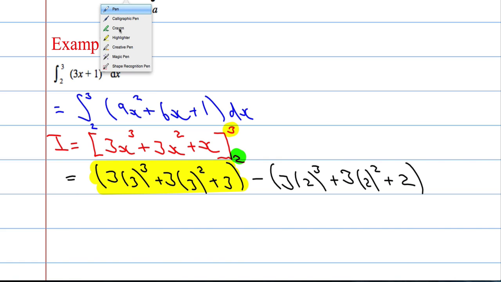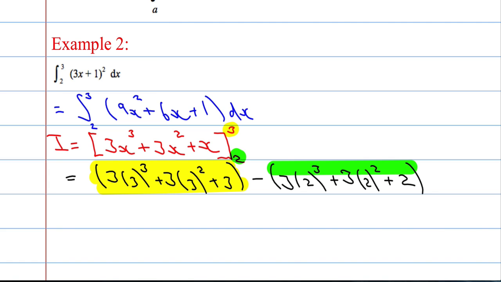So that was the lower bound. So you put the upper bound in and you subtract the lower bound. And we'll talk about what the purpose of this is in a moment. So let's just tidy this up. I'm going to keep the brackets up for the time being. 3 cubed is 27. 27 times 3 is 81. 3 squared is 9. 9 times 3 is 27.